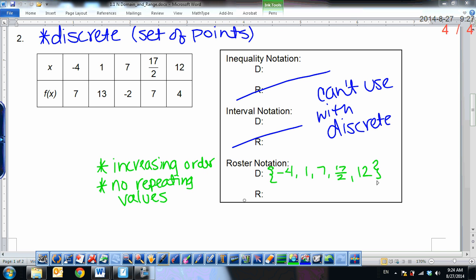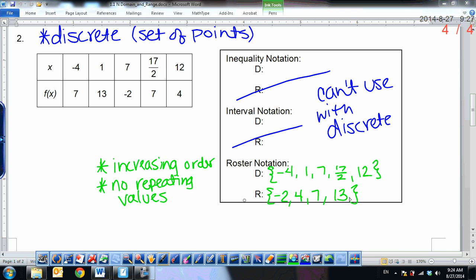Okay, let's do our range. What's the smallest value in our range? Okay, so -2. Then what? 4. Then 7. Do I put 7 again? No. Nope, just 7 one time. 13. Then 13.